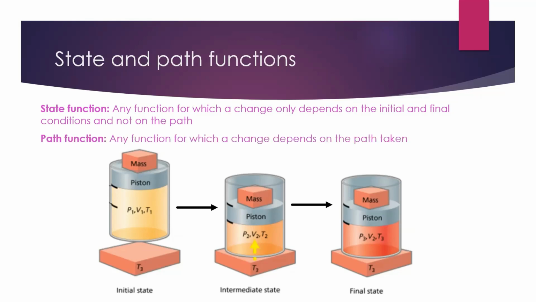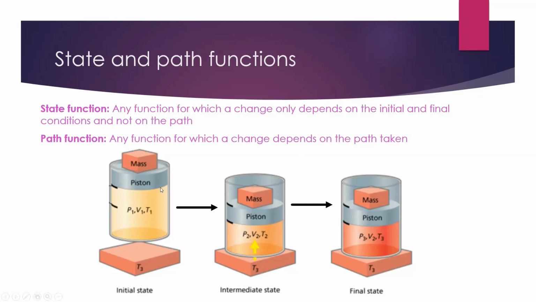So path functions are any functions for which a change depends on the path taken. We'll go through some examples to see this, but the work to get from this first state to the second state, and then the work to get from the second state to the third state, is not the same as the work to get directly from this state to this state over here. It's in fact different, and it depends on the path taken.